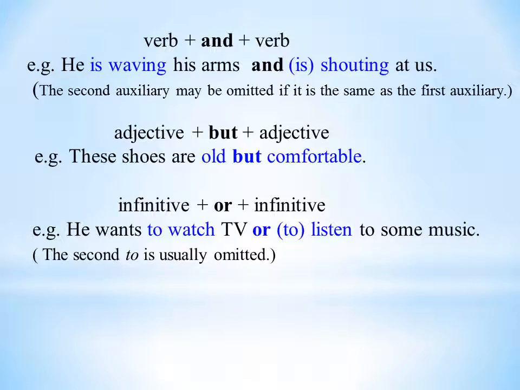Adjective plus but plus adjective. Example, these shoes are old but comfortable. So the coordinating conjunction but is connecting the two adjectives old and comfortable. Infinitive plus or plus infinitive. He wants to watch TV or to listen to some music. The second to is usually omitted. So we can say, he wants to watch TV or listen to some music.